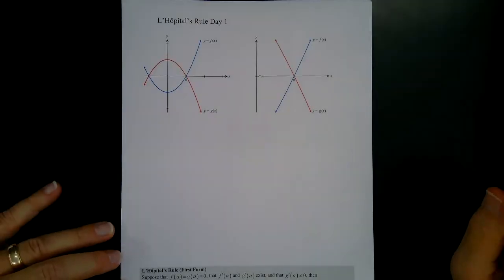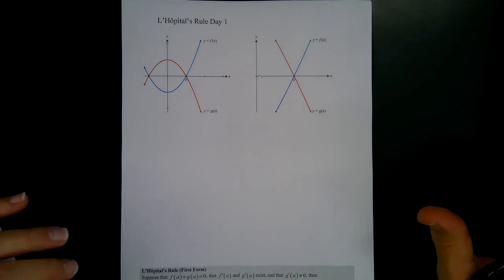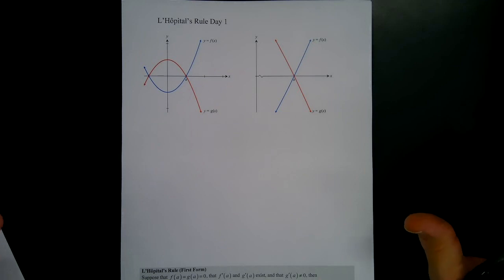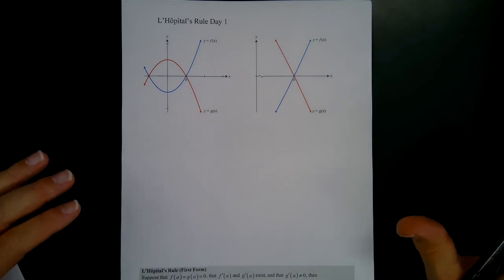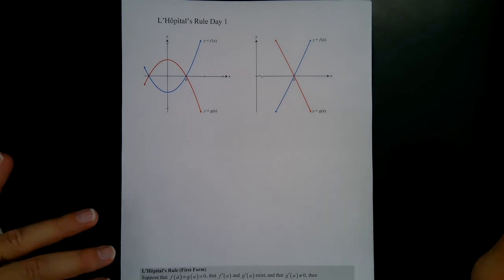So today what we're going to look at is another way of determining limits. So we're evaluating limits and we're going to use derivatives to do that. And this is called L'Hopital's rule. So I want to first start out by just showing you where it comes from, okay?